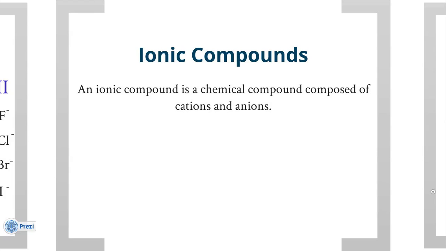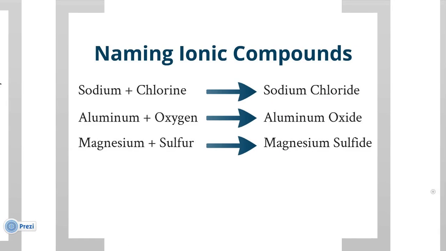An ionic compound is a chemical compound composed of cations and anions. When you name ionic compounds, be sure to say the cation first and then the anion second. For example, sodium is the cation, chlorine is the anion. The compound that they form is sodium chloride. Aluminum plus oxygen gives you aluminum oxide, and magnesium plus sulfur will give you magnesium sulfide.